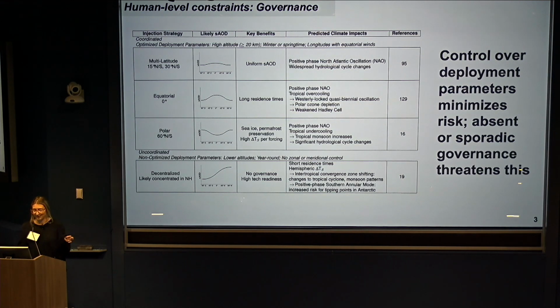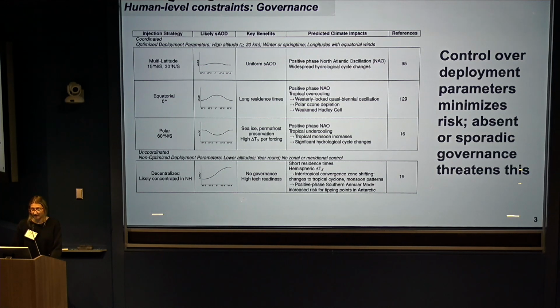So going back to this idea of governance and the idea of optimal deployment parameters, thanks to many years of GCM work, GeoMIP, Glens, we have a good idea of how deployment parameters interplay with things like zonal and meridional distribution of aerosols. In particular, latitude is very important for the way the aerosol is distributed and the forcing that is induced and the patterns of warming in the stratosphere and cooling in the troposphere that result.